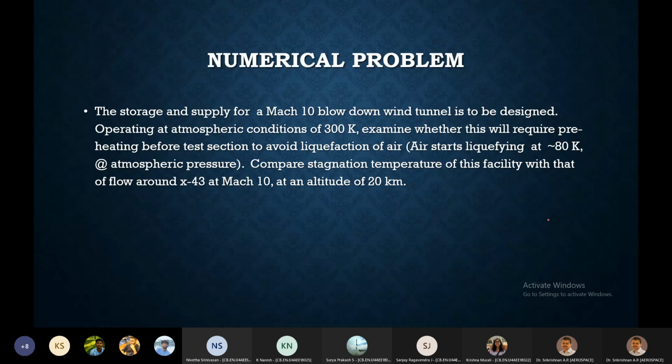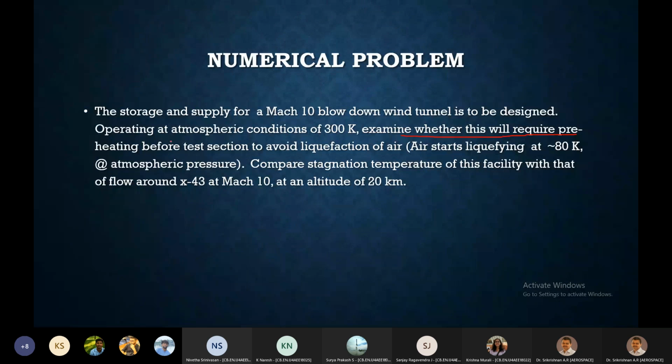So what I am trying to show by this numerical problem is some of the limitations of hypersonic experimental facilities. What is given here is the storage and supply for a Mach number 10 blow down wind tunnel. I'll explain what is to be designed. The operating atmospheric conditions are 300 Kelvin, that is, the static temperature is 300 Kelvin. And what is to be checked here is whether this will require preheating.